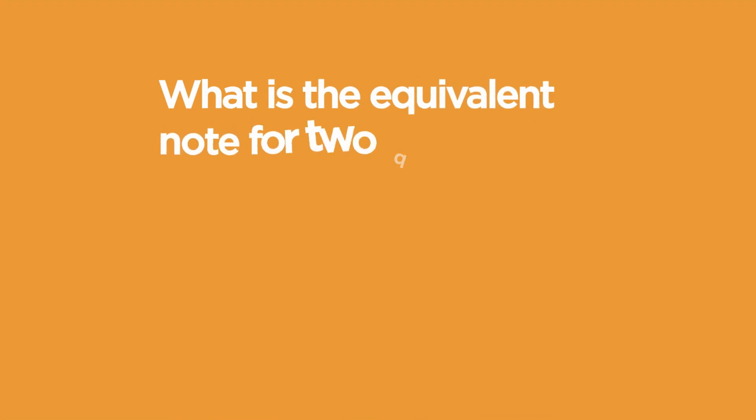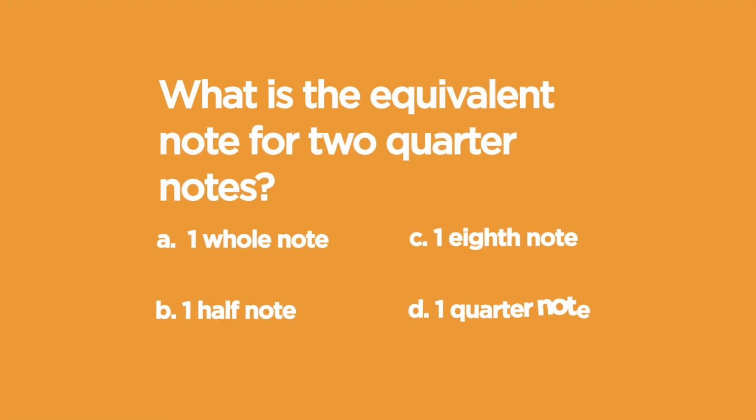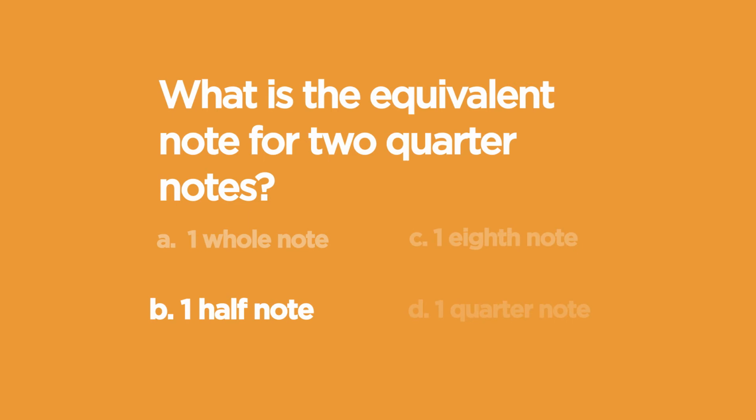What is the equivalent note for two quarter notes? A, 1 whole note. B, 1 half note. C, 1/8 note. D, 1/4 note. The correct answer is letter B.